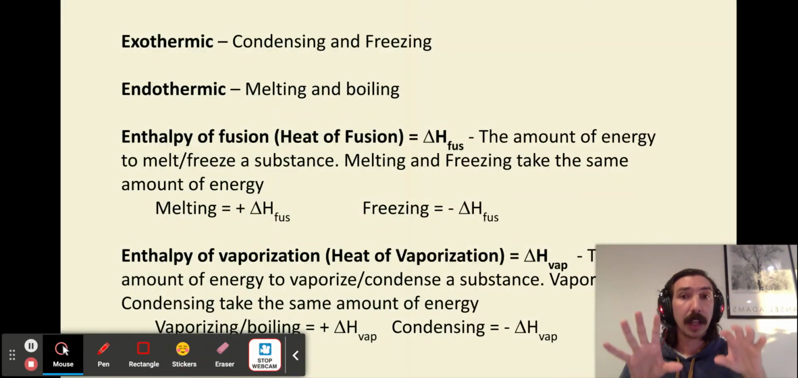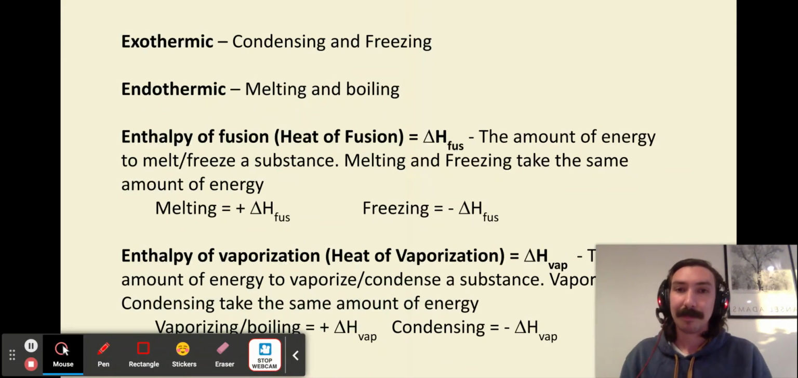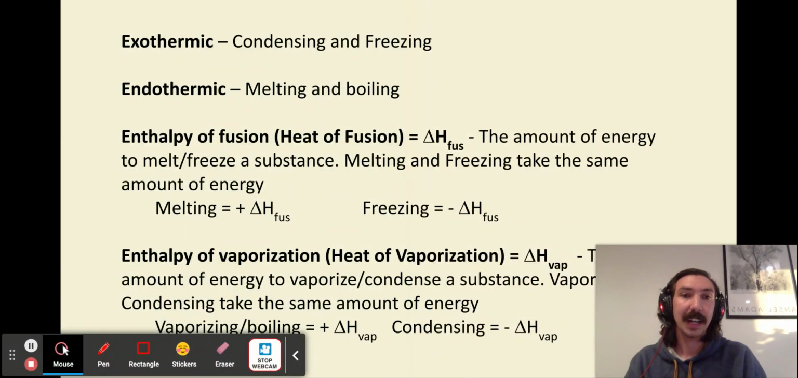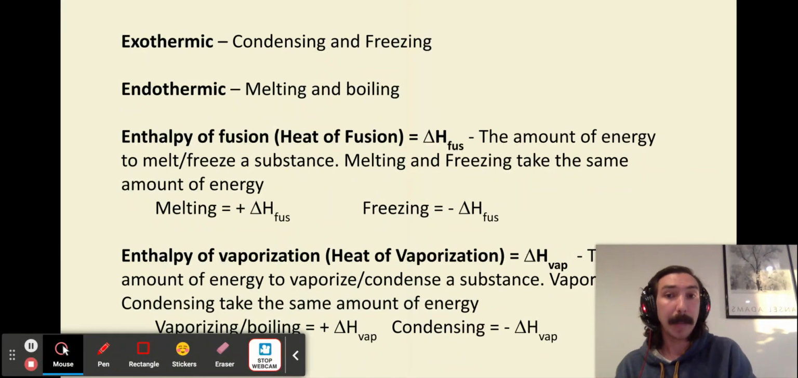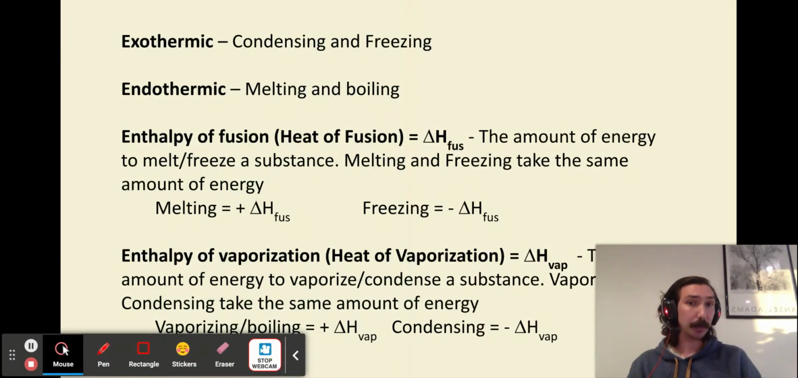All right, so I don't have a lot of time, so make sure all this gets in your notes. Enthalpy of fusion is the amount of energy it takes to melt or freeze a substance. And I want you to note, melting is going to be taking energy, so it'll be a positive number. Freezing something is releasing energy, so it'll be a negative number, but they will be the same number. Just melting will be positive, freezing will be negative.